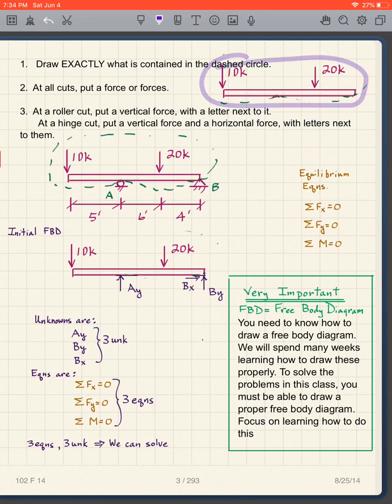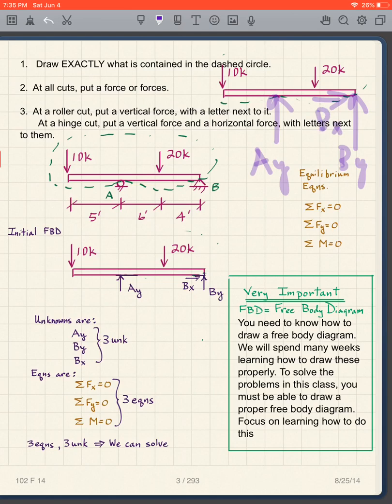And that's what I want. Now, where did I make those cuts? Well, I made a cut there, and I made a cut there. So what do I have to do? I have to put a force or forces where I made the cut. I made a cut at a roller, so I put in a vertical force like that, and since it's at point A, I call it AY. Then I made a cut at a hinge, so I have a vertical force and a horizontal force. Where the hinge is, right here, I have both a horizontal and a vertical, and it's at B, so I call them BY and BX.